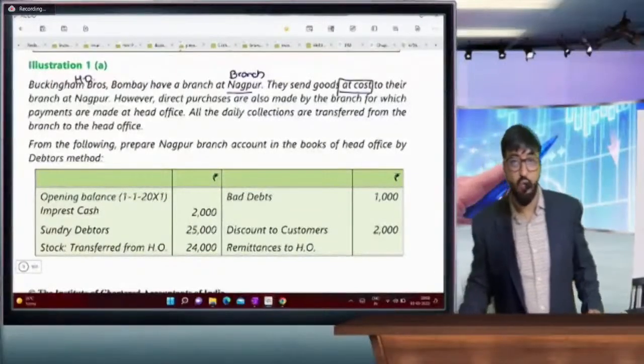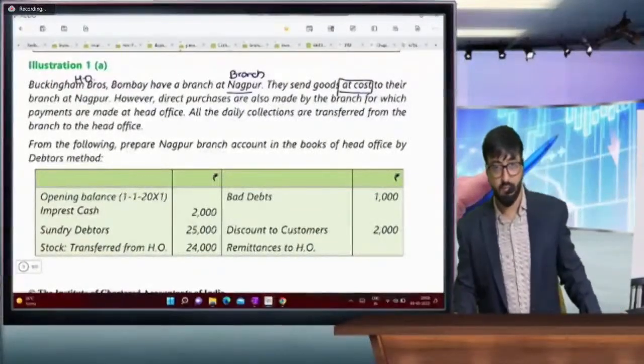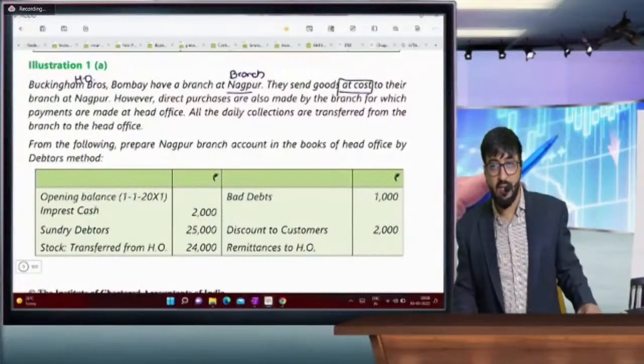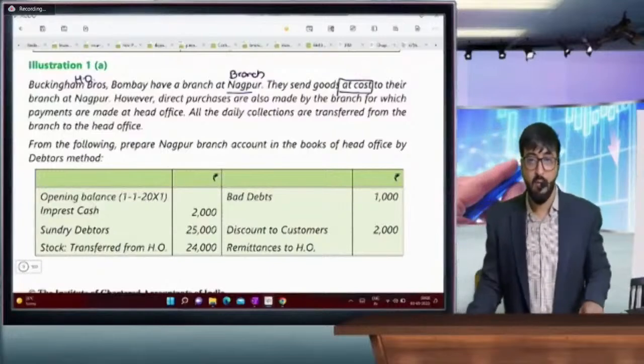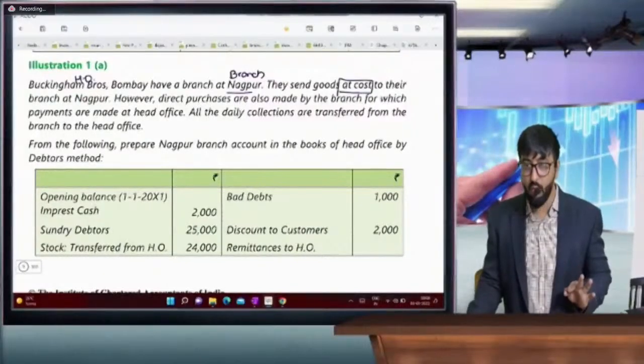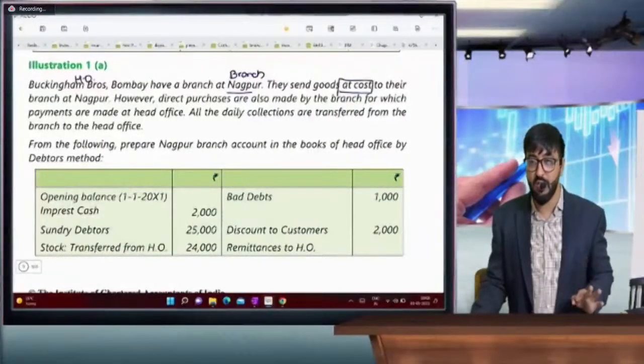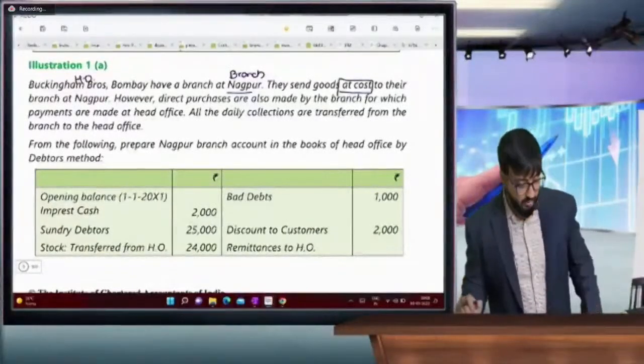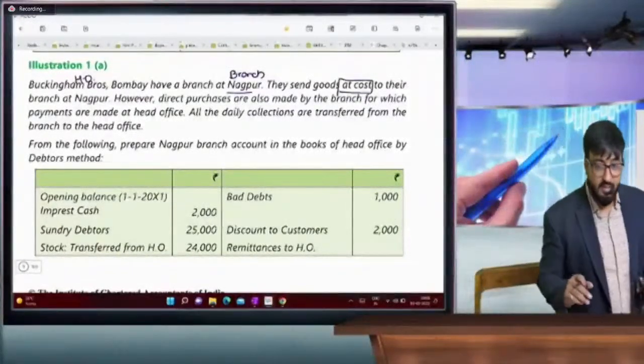They send goods at cost. Underline at cost. Please make sure whatever I am telling you to write on the question, you write it properly.